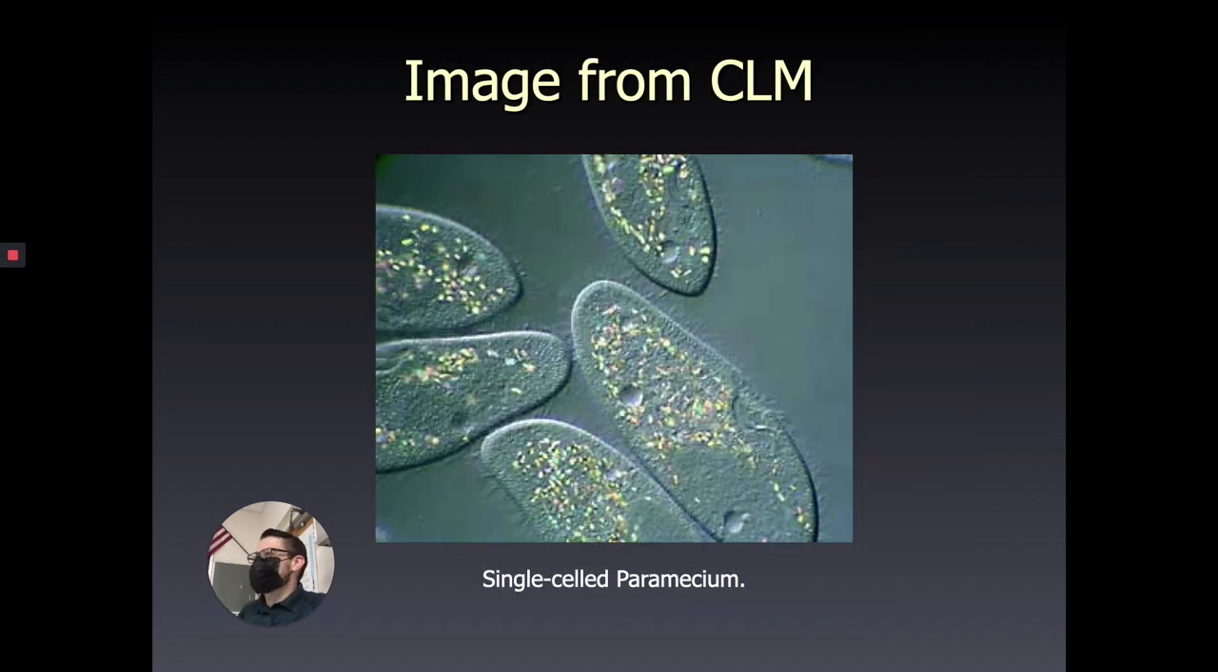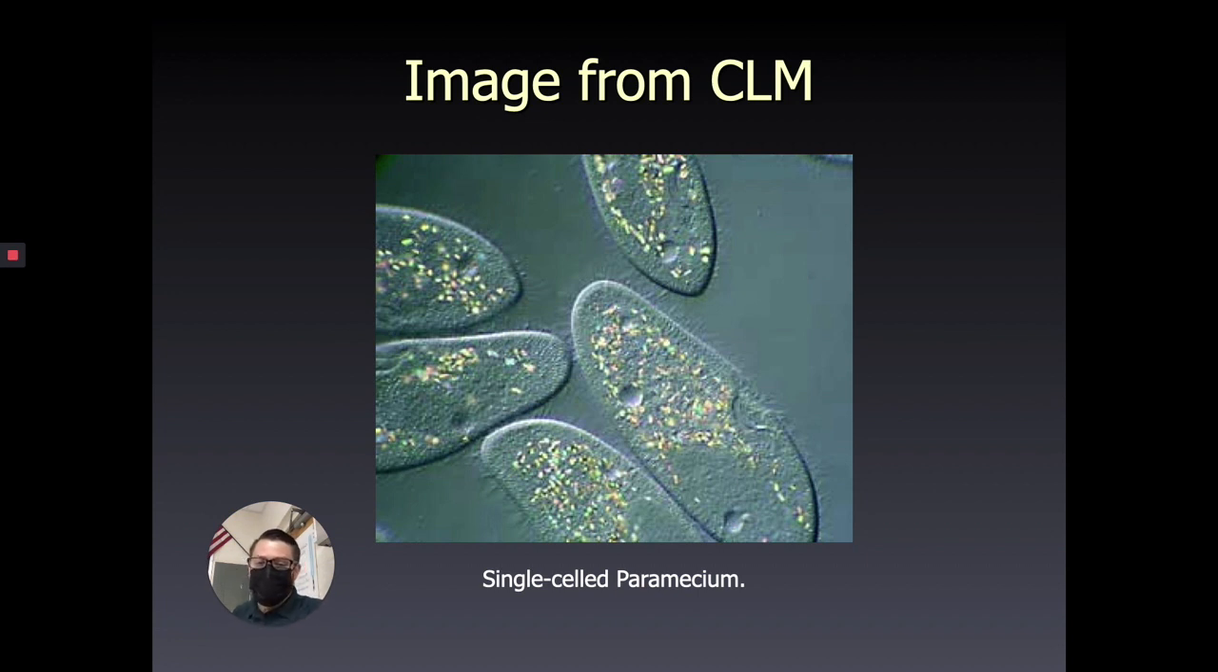Another interesting advantage of the compound light microscope is that you can actually look at living specimen underneath the microscope, assuming those living specimen are relatively small. So here we have a picture from a typical CLM. These are single-celled organisms called paramecium. Paramecium are a very common type of microorganism that you would find in a lake or a pond. So if you go down to Lake Hollingsworth or Lake Mirror or someplace like that and take a scoop of water out of there, there's a good chance you can find paramecium in there.